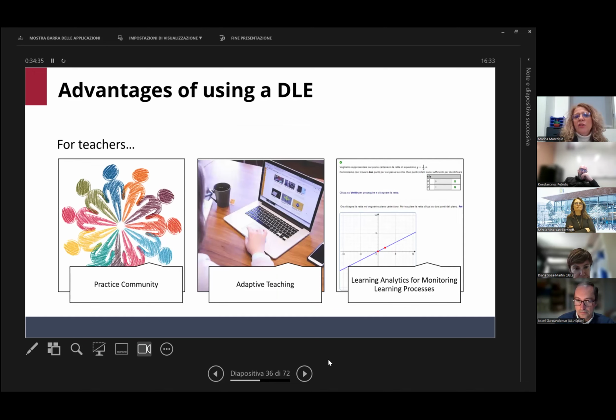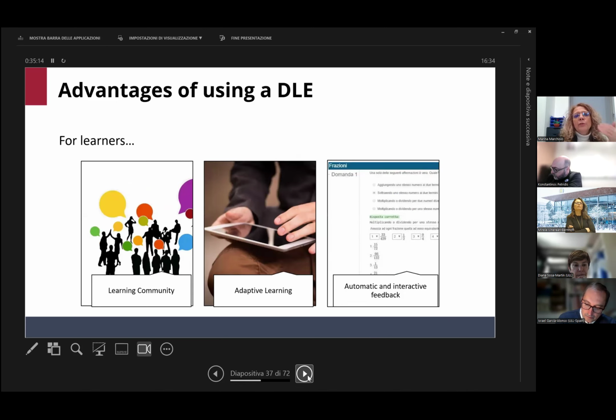I have a lot of advantages of using a digital learning environment. Teachers can use a digital learning environment in order to create a practice community for teachers. It means also to exchange materials, ideas, and so on. They can put into practice adaptive teaching for their different students with different styles of learning, and they can use learning analytics in order to monitor the learning processes.